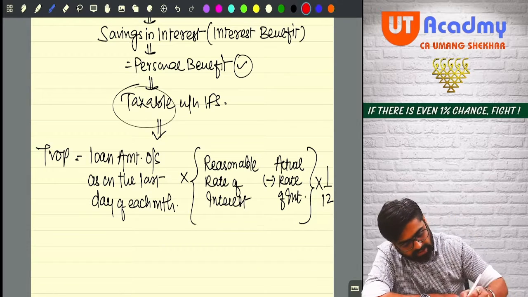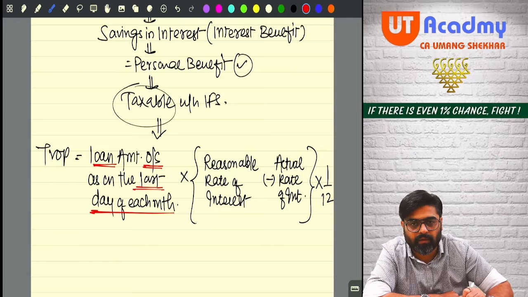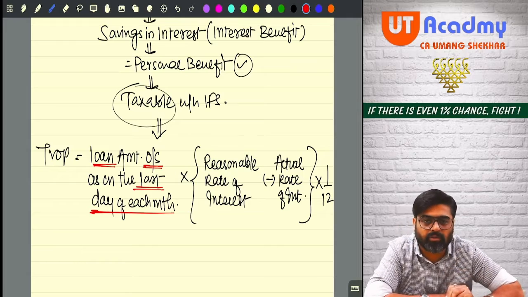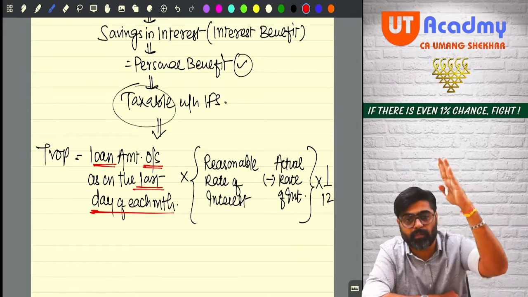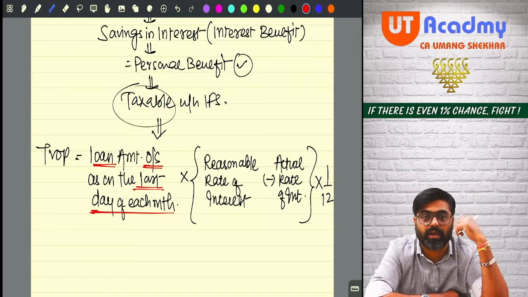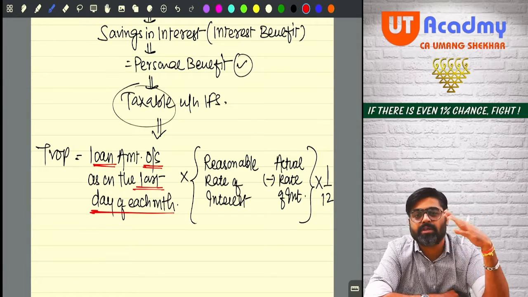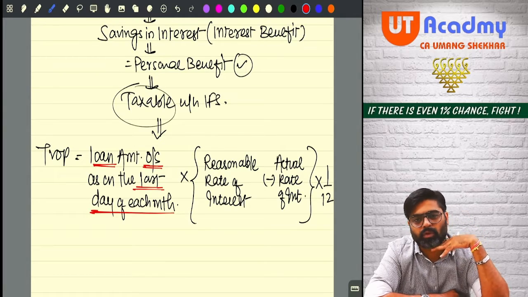Now this loan amount outstanding as on the last day of each month you are supposed to take, and reasonable rate of interest you are supposed to take. That is, if this loan was not taken from the employer, it was taken from any bank, how much the rate of interest on the same loan the bank would have charged? For example, for your child's education, you wanted a loan. Your child wants to go to US for studies. So you did not have money. So you asked the bank, bank give me loan, education loan for my child.